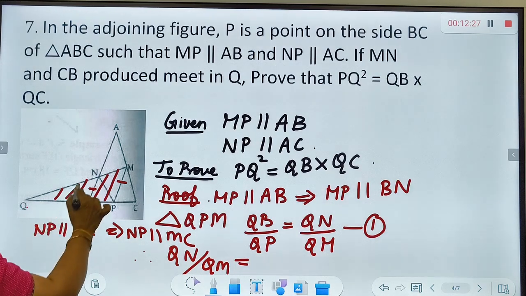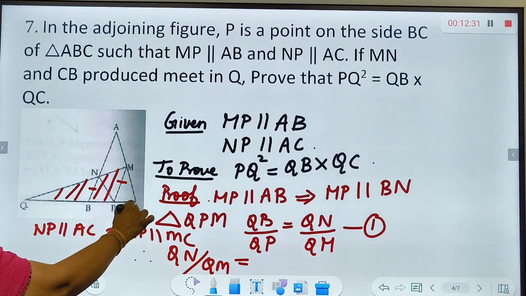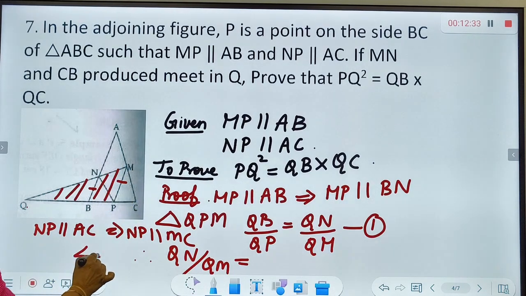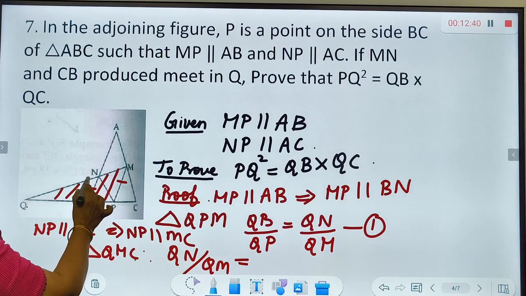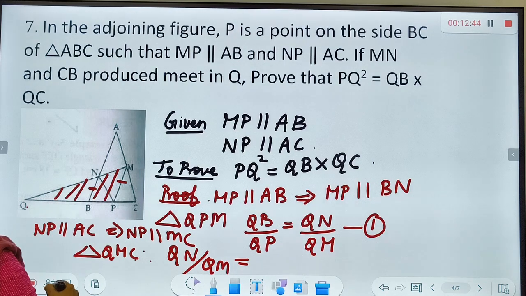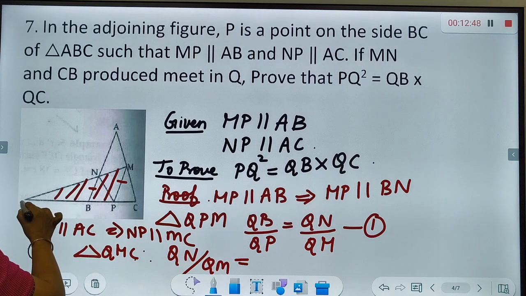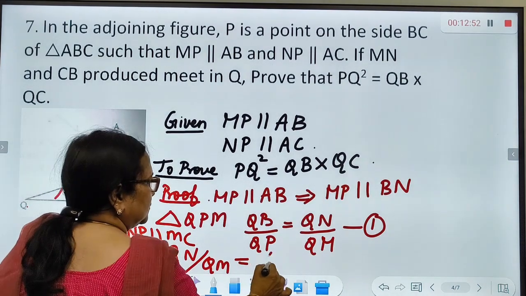Which triangle are we considering? NP is parallel to MC. So, I am considering triangle QMC. Now, QN by QM will be equal to, which is parallel? NP. Okay, so it will be equal to QP by QC.